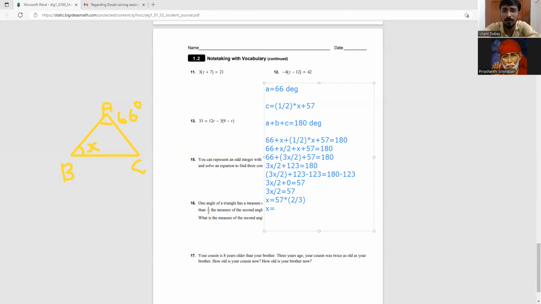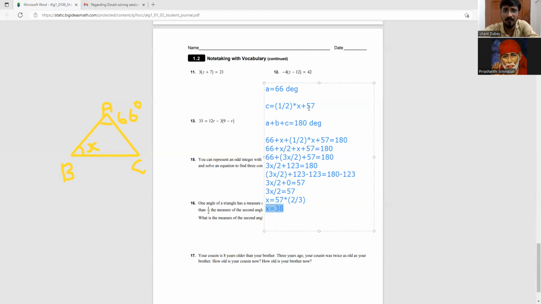So 57 into 2 you can do. 57 will cancel by 3. So how much will you get? 19. Okay? 19 into 2, how much? 38. So x is 38. So what was x actually? It was my angle B, right? Angle B. Yes or no? Yes. So x equals 38 degrees. So now you know angle B.